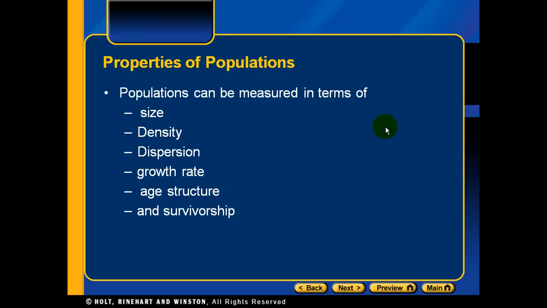Same thing for a city. Populations can be measured, and we did that in our lab, in terms of size. They can look at population density, how the population is dispersed, or dispersion, growth rate, age structure, and survivorship. And that's what we're going to talk about today.